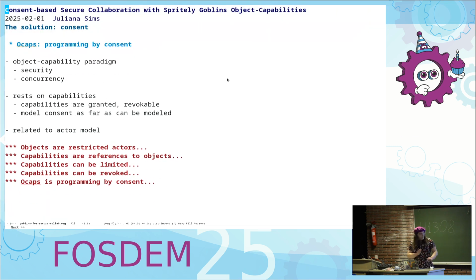And I think that the object capability paradigm encodes as much of a model of healthy consent as can be encoded in a technical system. It's a relatively complex paradigm, or it seems to be at first at least, so I'll try to summarize it quickly. The basic idea is it provides both security and concurrency. I'll be focusing on the security, but I'll mention concurrency a little bit at the end. And it centers around capabilities. Capabilities are actively granted, and they can be revoked, as I'll show you. And as I have there, it can model consent as far as consent can be modeled.